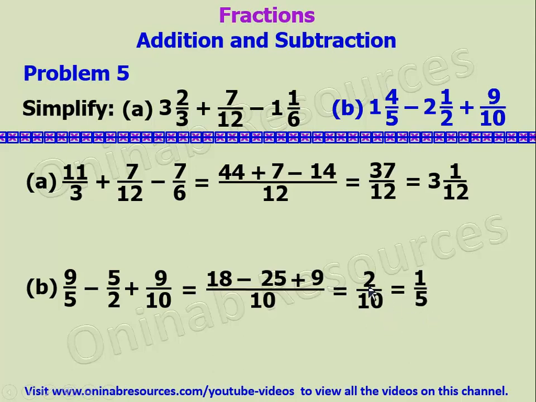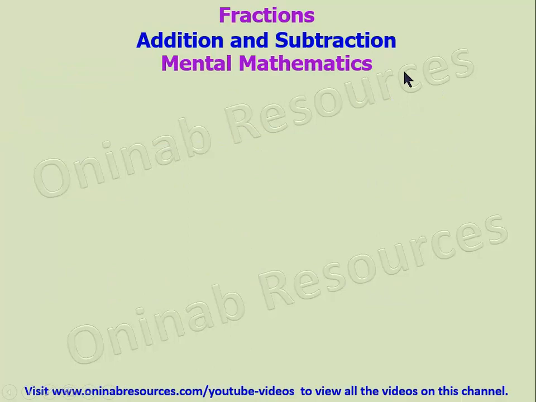Your answer must be in the simplest form. So 2 over 10 is not in the simplest form, but we have done justice by changing it to the simplest form, which involves dividing both numerator and denominator by factor 2. We have treated that one in our first video on fractions. So we now look at the mental mathematics aspect of addition and subtraction of fractions.